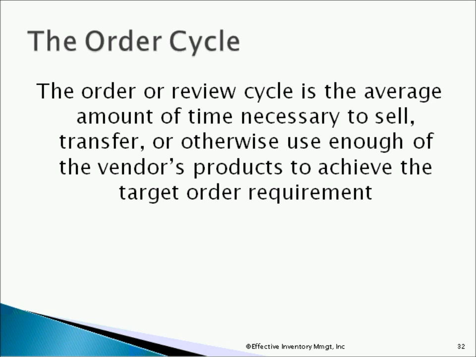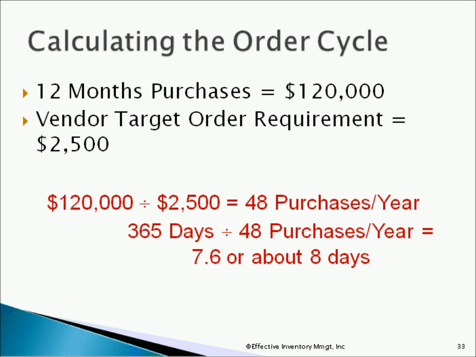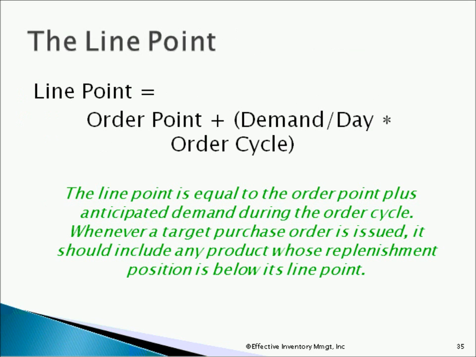Now, let's look at an example of how we might calculate that order cycle. We purchase $120,000 worth of material from a vendor each year. And that vendor has a requirement of a $2,500 order for us to get the terms or discounts that allow us to sell that vendor's products competitively. If we have to place a $2,500 order, that means we can place 48 purchases per year. That's a purchase about every 8 days.